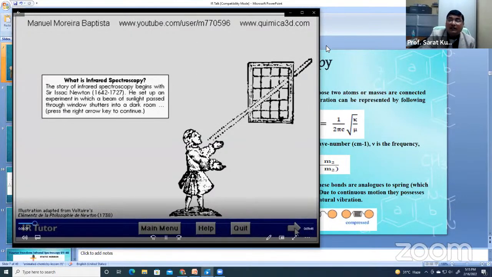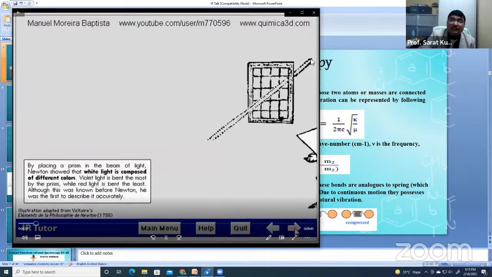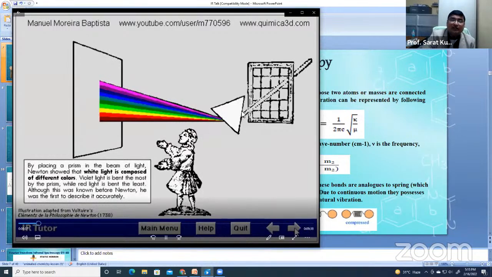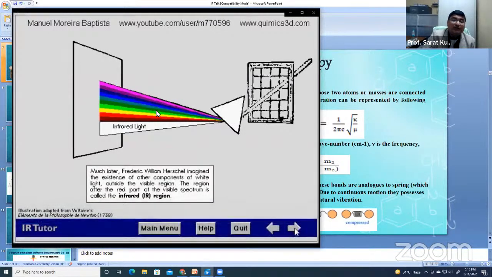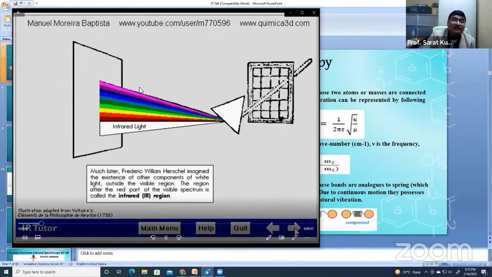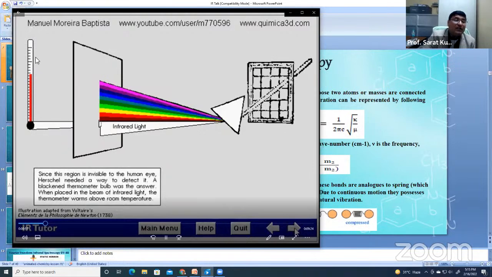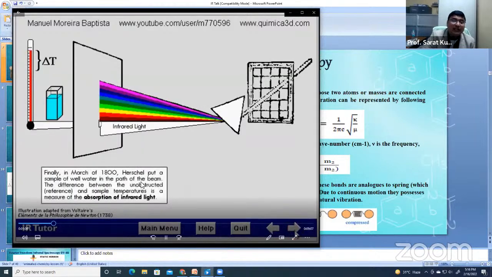What happened? The light projection is coming, and suppose you put a prism, then what is observed is a spectrum of visible light. Some area close to the red, this region is infrared. If you put a thermometer, you can detect heat. Since the region is invisible, the human eye cannot see it. We can see from violet to red, but the area close to red is invisible to the human eye. But as I told you, Herschel needed a way to detect it.